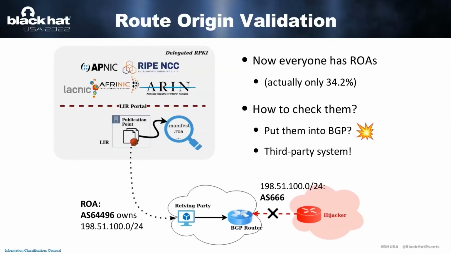Right. And so now we assume that everyone has ROAs for their networks and their prefixes, which obviously is not the case because it's a new system and only a third of the internet actually uses it, but we assume everyone has it, right?